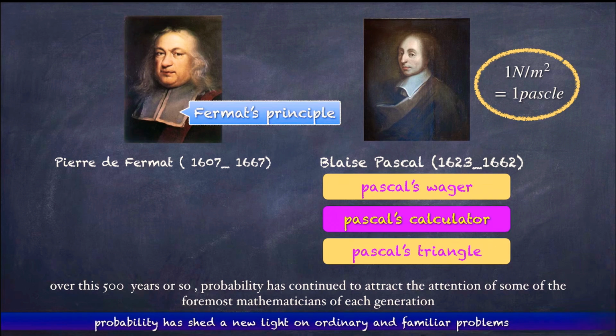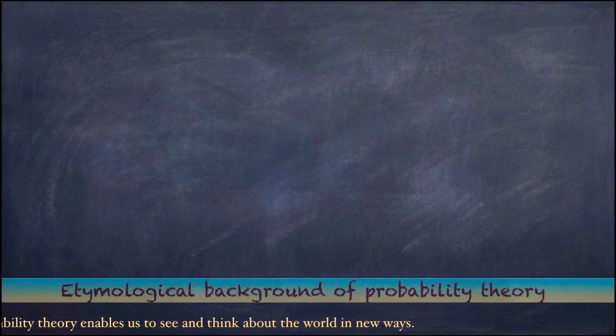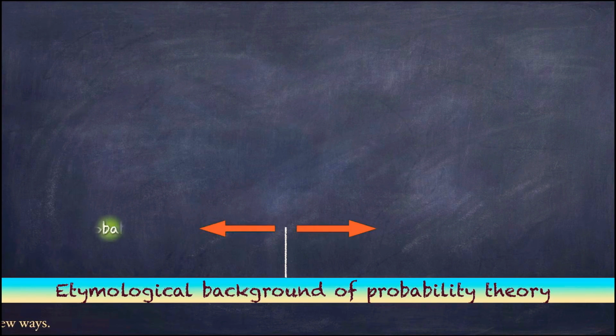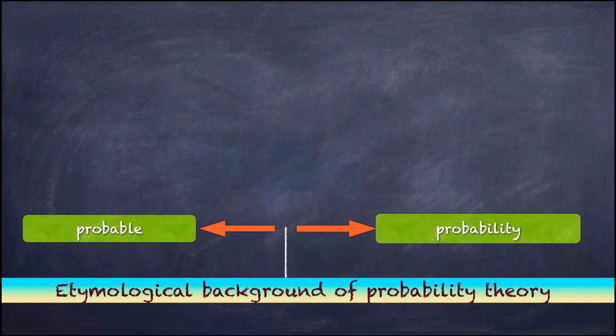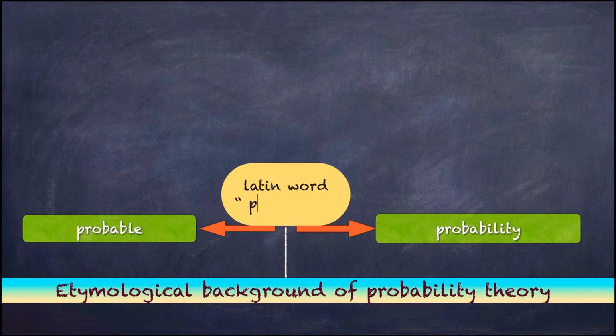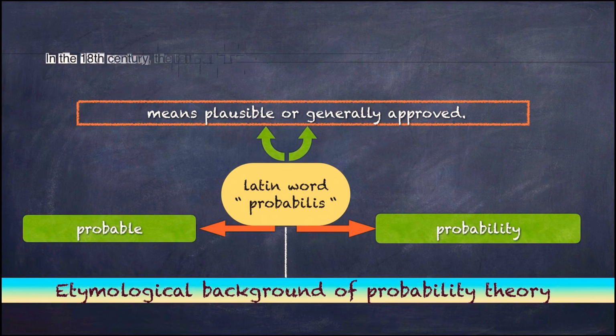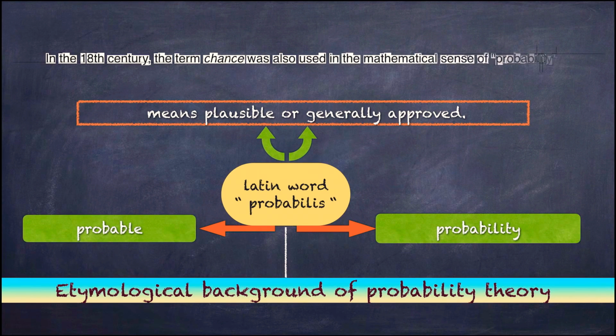Probability has shed new light on ordinary and familiar problems. Probability theory enables us to see and think about the world in new ways. If we look into the etymological background of probability theory, we will see two words, probable and probability. They come from the Latin word probabilis, which means possible or generally approved. And in the 18th century, the term chance was also used in the mathematical sense of probability.